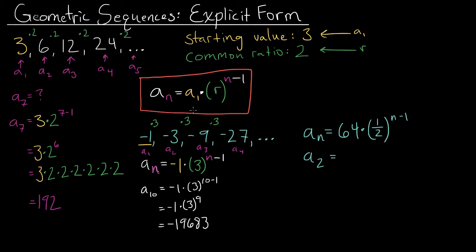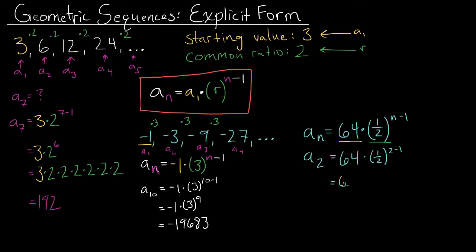So as always, the two things that we want to figure out are what our starting value is, and what our common ratio is. So our starting value is 64, and our common ratio is 1/2, this part right here. And so if we want to find out what a sub 2 is equal to, all we need to do is rewrite what we have on the right-hand side here and substitute in a 2 where we have n. And so let's work that out. We have 64 times 1/2 to the 2 subtract 1 power.